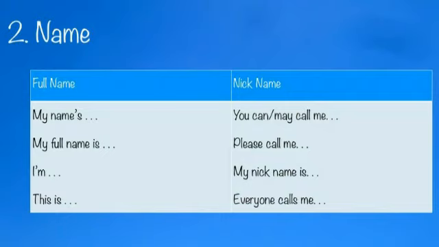And for a useful expression, after you mention the greeting, you can say, let me introduce myself. The second one is your name. For mentioning your full name, you can say, my full name is, this is, and for mentioning your nickname, you can use these expressions. You can or may call me, please call me, my nickname is, or everyone calls me. As the example, you can say, my full name is Ria Ricis. Everyone calls me Ria.